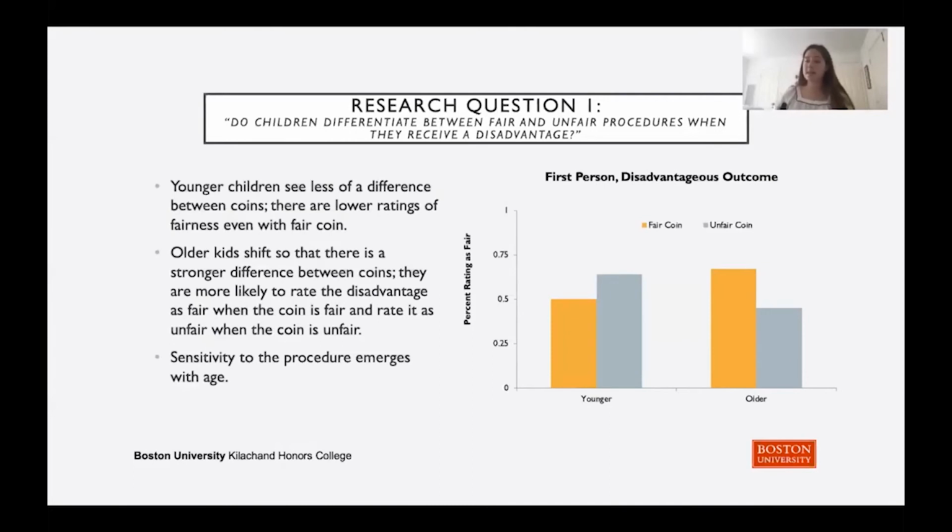So here we see a sensitivity to the procedure emerging with age and a greater attention to procedural justice emerging, especially with older children. It is important to note that our sample here was small. We had 12 children in this condition. So these results are not statistically significant. However, they would be interesting. It'd be interesting to look at them with a larger data sample.